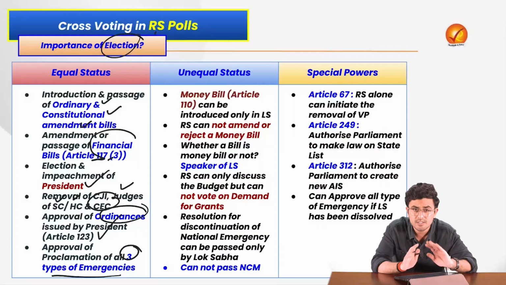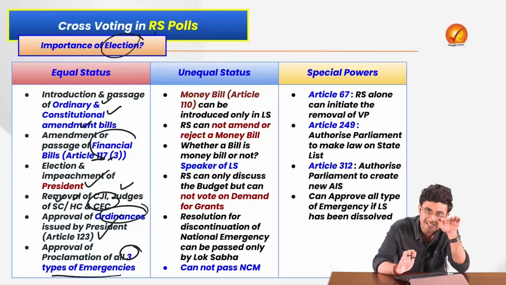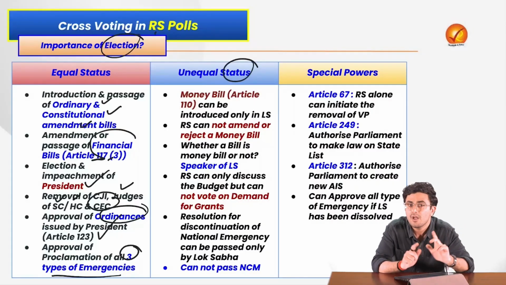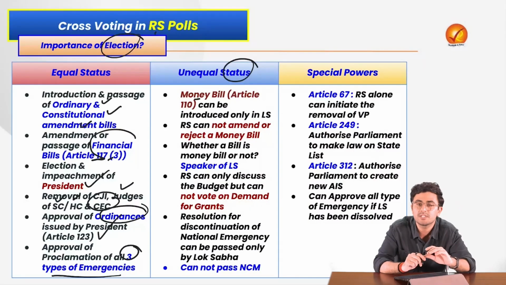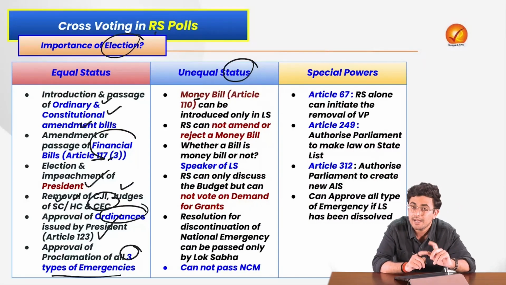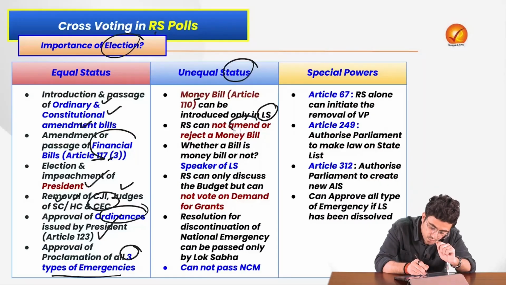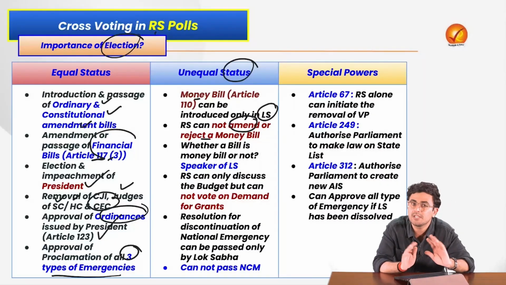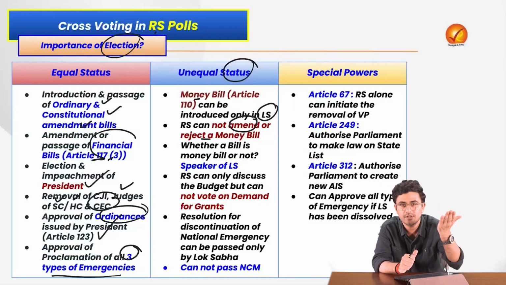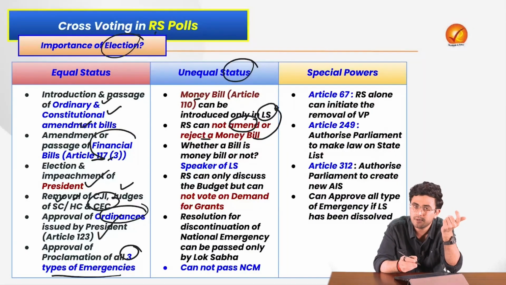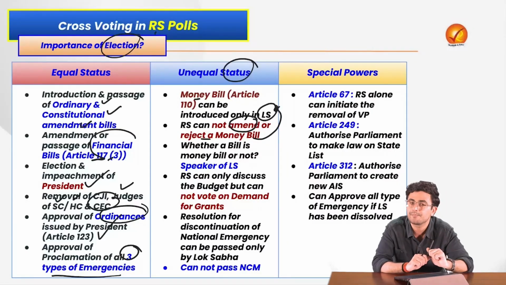However, there are certain cases where the Lok Sabha has been given more priority, a higher status in comparison to Rajya Sabha. For example, in the context of a money bill, under Article 110, it can be introduced only in Lok Sabha. Rajya Sabha has no power to amend or reject a money bill. The maximum it can do is keep the money bill for 14 days, and then it will automatically be considered as passed.